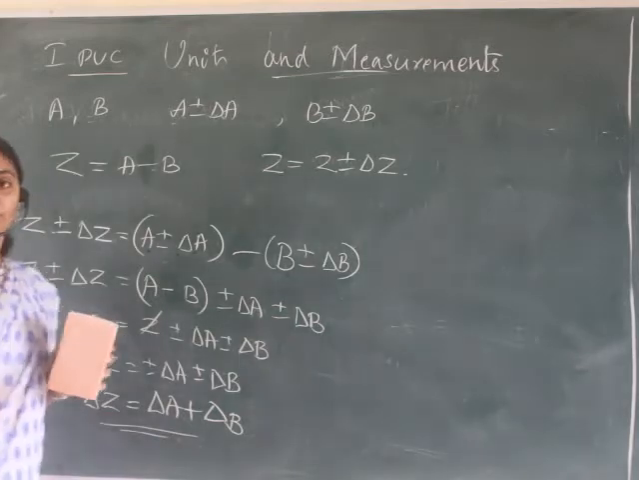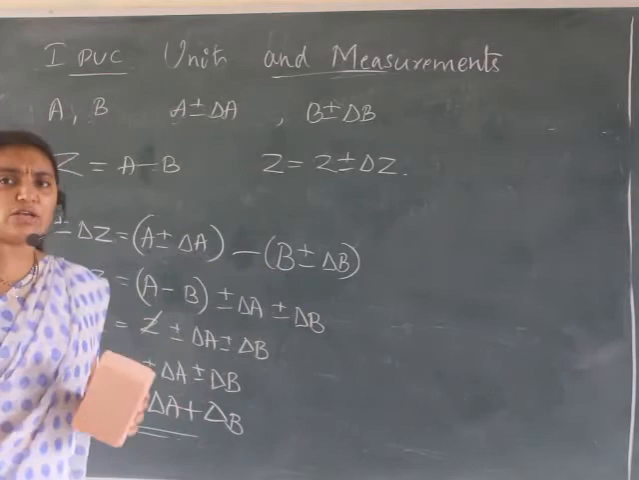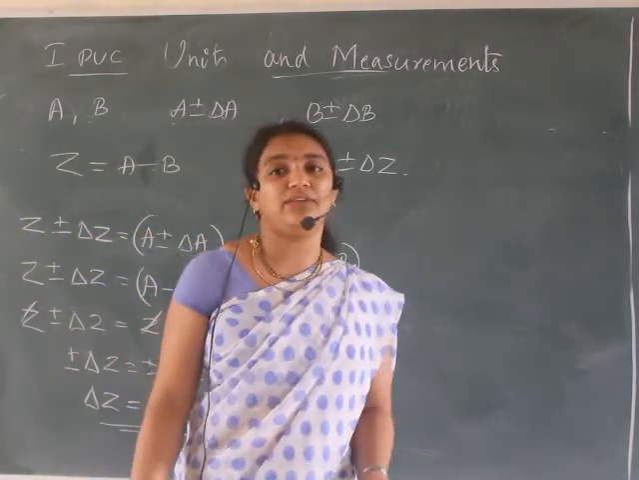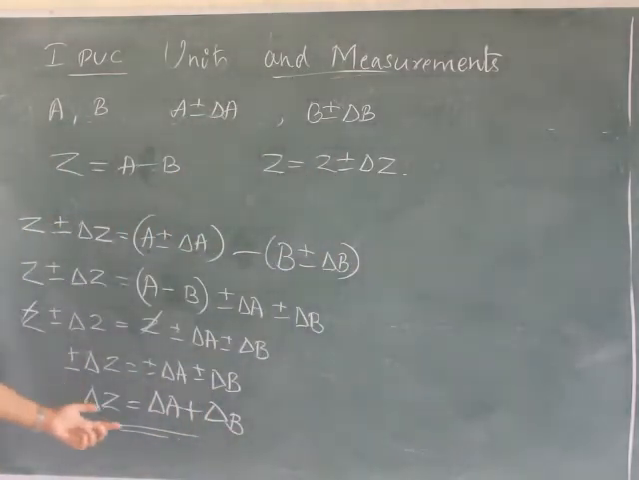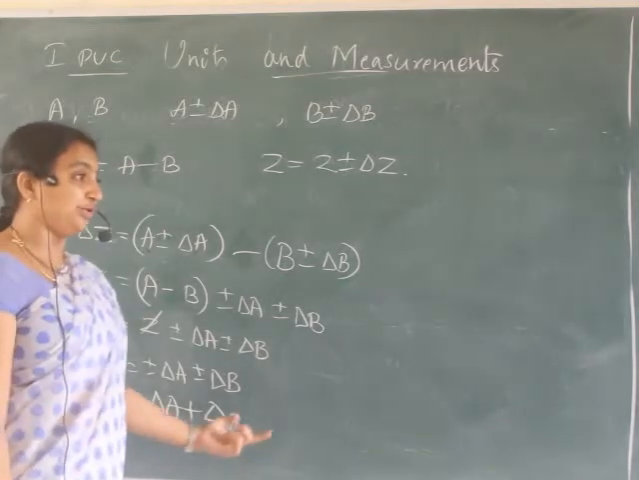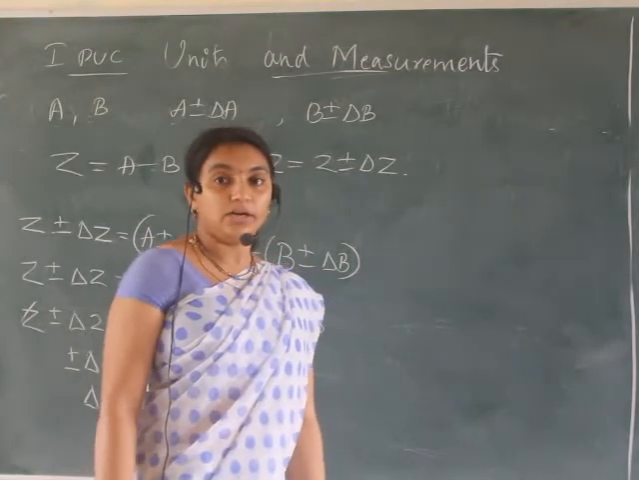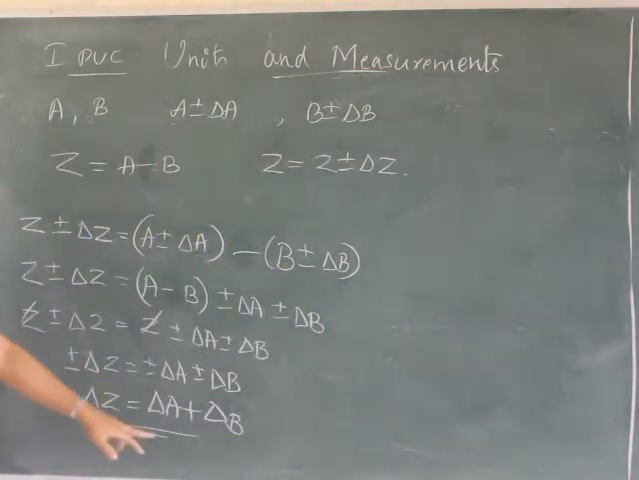Delta z is equal to delta a plus delta b. The maximum possible error in the case of sum and difference is one and the same. So, the maximum possible error during addition and subtraction is delta z equal to delta a plus delta b. Understood? So, while adding, this is the maximum error.